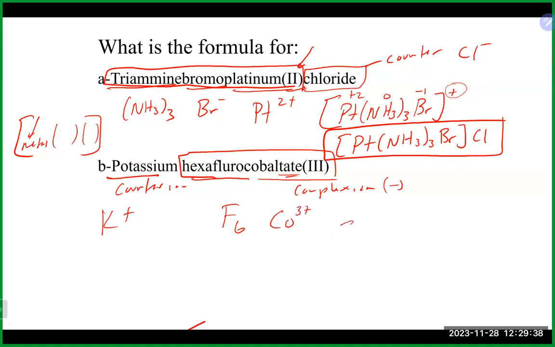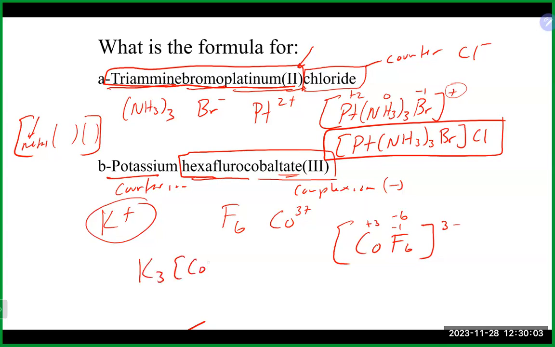That means if I were to put together my complex ion part, it will look something like this. And since each of these is -1, that's -6, and this is +3, which means my complex ion has a -3 charge. That means in this situation we will need 3 of these K+ ions to balance it out. So we'll need something like this, perhaps.